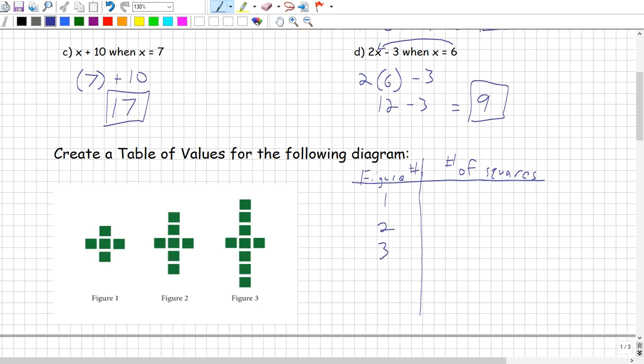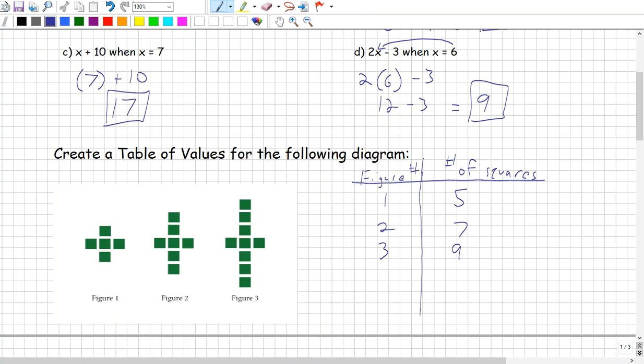And the number of squares, in this case, you can just count them. So in the first one, 1, 2, 3, 4, 5. There are 5 squares total. The next figure, figure 2, 1, 2, 3, 4, 5, 6, 7. You might see a pattern already. And figure 3, 1, 2, 3, 4, 5, 6, 7, 8, 9. So I'm just counting the number of squares in each figure. Sometimes you might be given a triangle.